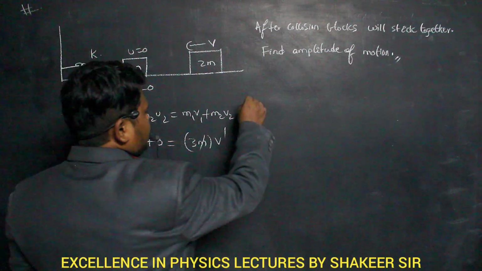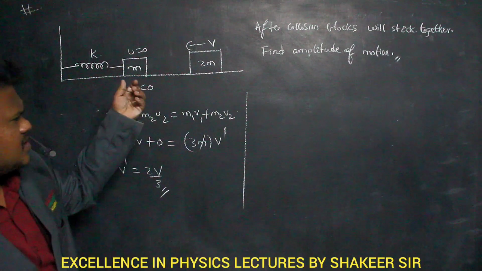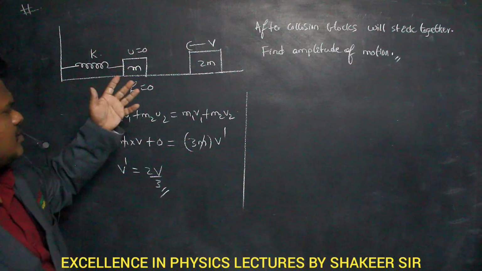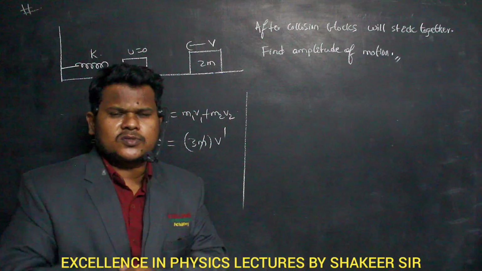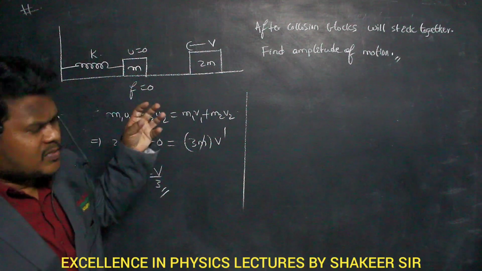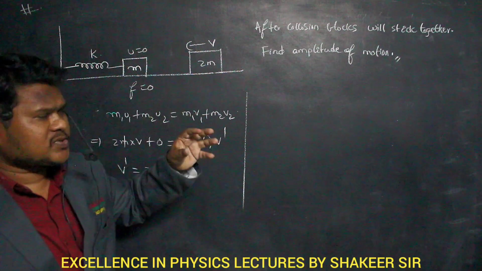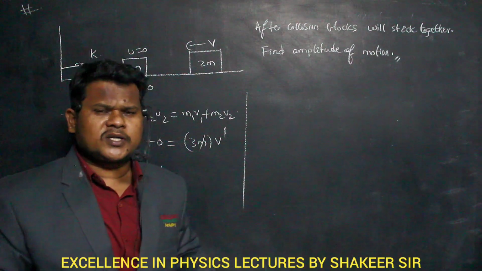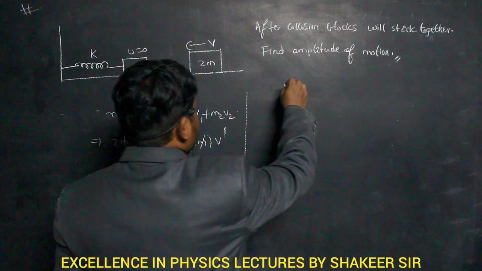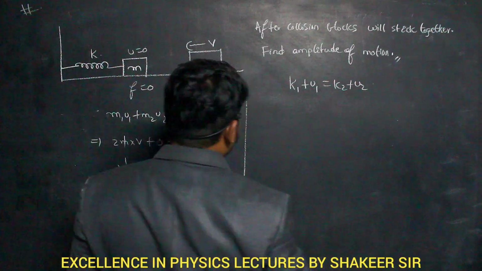So what is the maximum compression? At maximum compression what will happen? Just after sticking together, the spring is in relaxed position, which means there is no potential energy stored in the system. The blocks have only kinetic energy. At the time of maximum compression, this total kinetic energy possessed by the blocks is converted into potential energy. So we can use the law of conservation of mechanical energy: K1 plus U1 equals K2 plus U2.